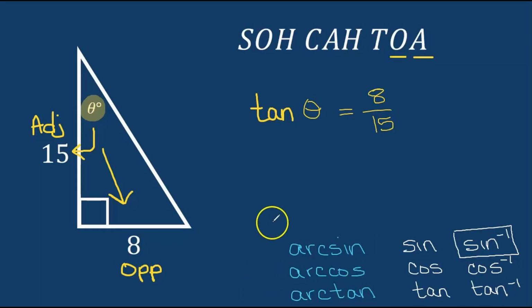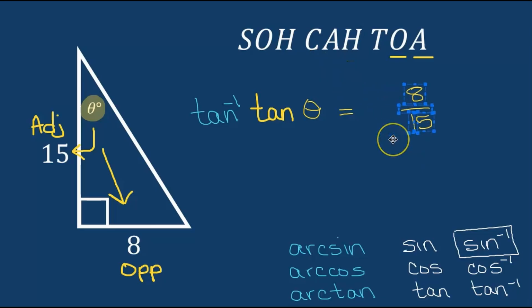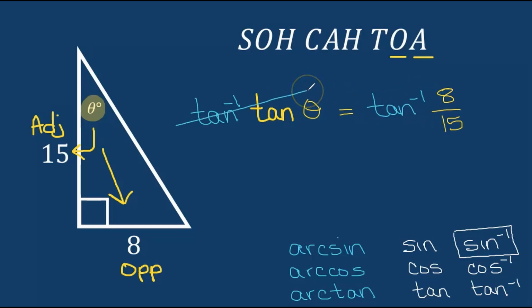Just like anything else, the arctangent undoes the tangent function, but also like anything else, once you do it to one side, you have to do it to the other. So that's going to cancel out our tangent function and leave theta by itself. That's what we're looking for. The arctangent of 8 over 15 is 28.07 on and on.